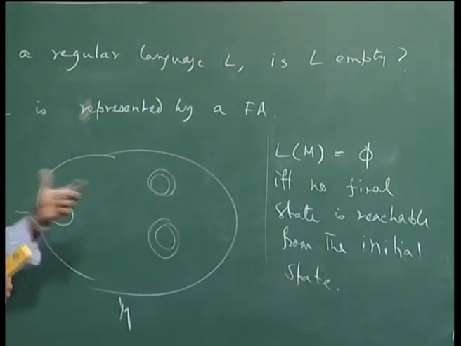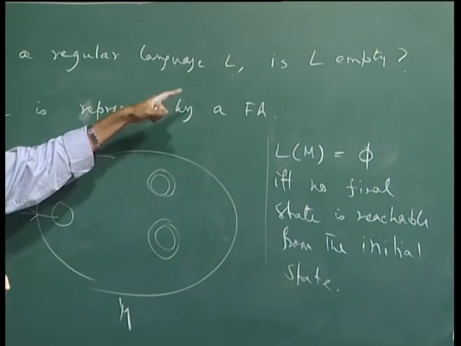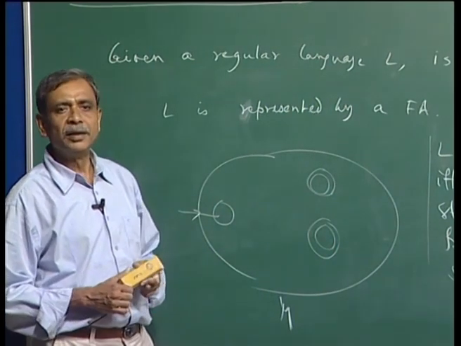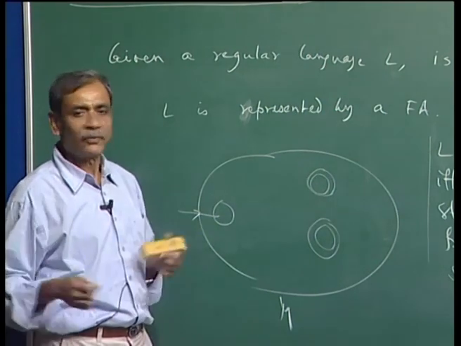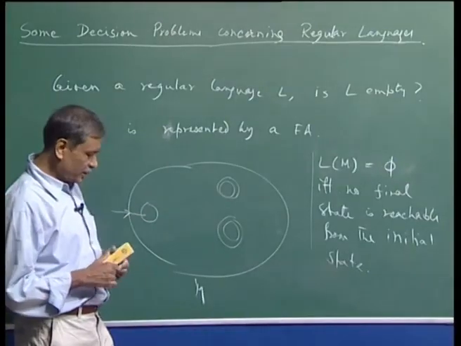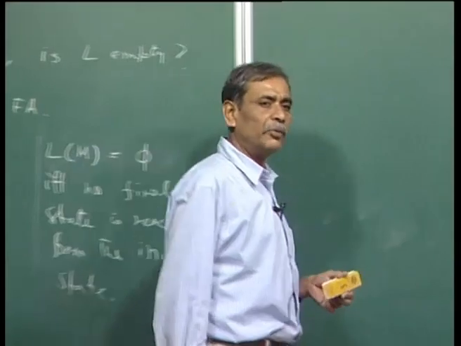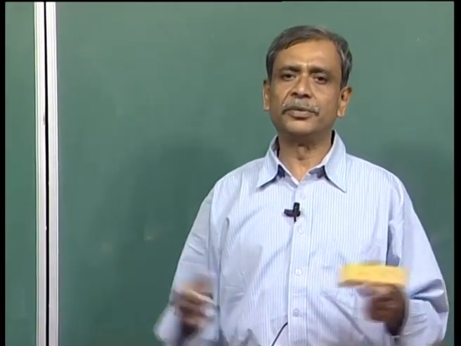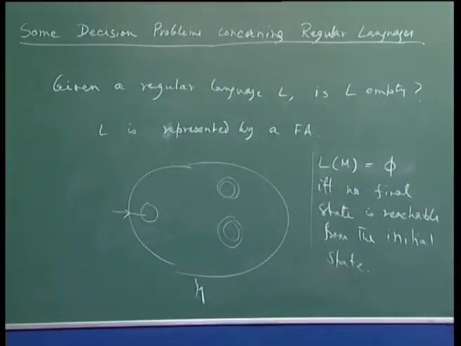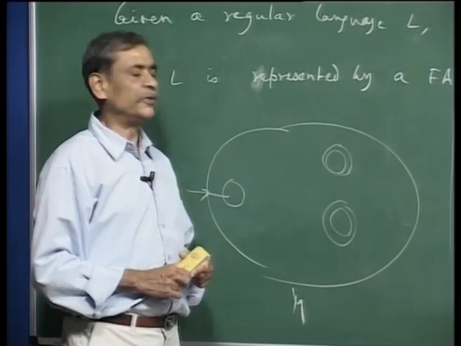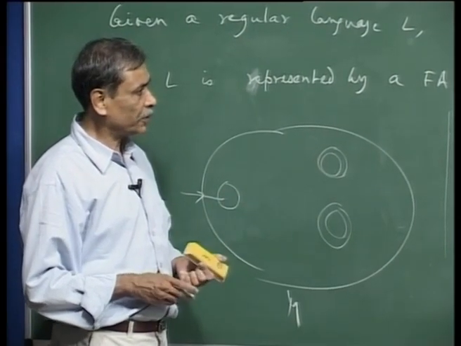So, basically this decision whether the language is empty, if you give me that language in terms of a finite automaton, the problem is really doing a reachability analysis of a graph, and that we know can be done quite efficiently, right? Essentially, it means at most I need to traverse each edge of the graph once, and if there are n states, there can be quadratic many edges. Therefore, this problem can be done efficiently in polynomial time, because we are solving a reachability problem.